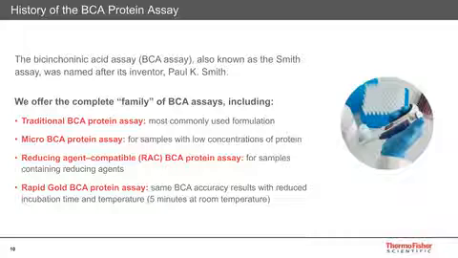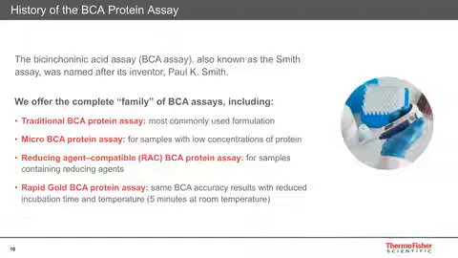History of BCA protein assay. Now let me talk to you about our most popular assay, which is the BCA assay. We offer a complete family of BCA assays, which include the traditional BCA assay, which is our most popular BCA assay, the micro BCA assay, which is for samples with very low concentrations, and the reducing agent compatible BCA protein assay, which is a BCA assay for samples with reducing agents in it.